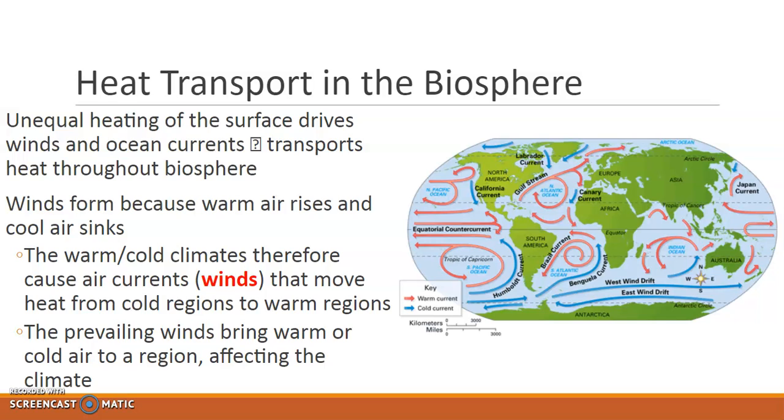The warm and cold climates therefore cause air currents, which is like wind, and that moves heat from the cold regions to the warm regions. And winds bring warm or cold air to a region, which affects the climate.